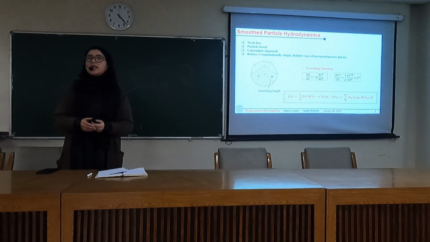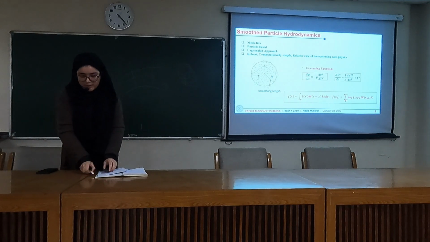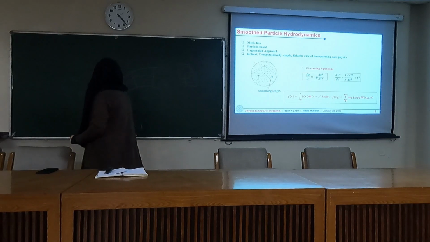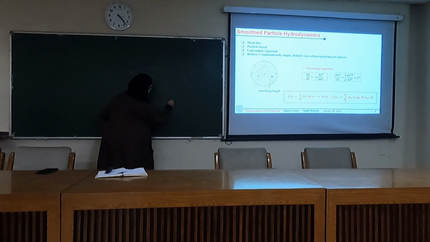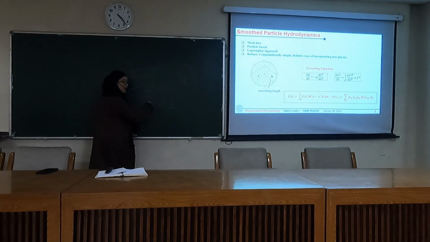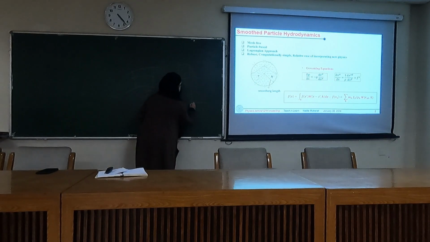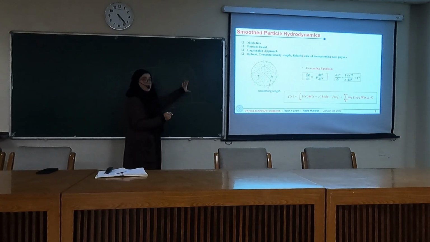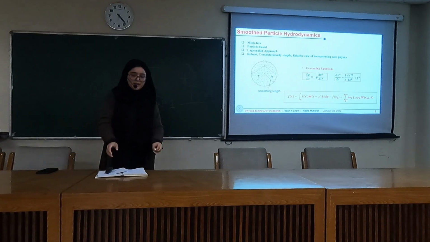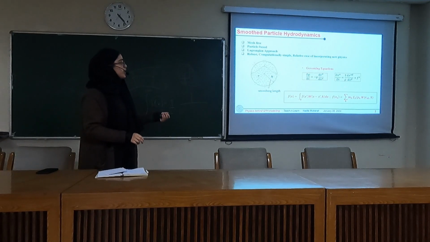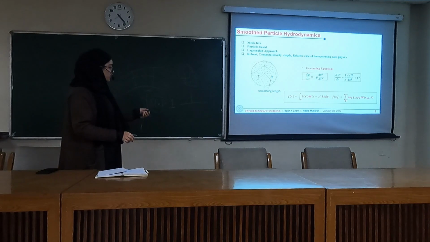Is anyone familiar with the Dirac delta function here? It is a function of this form: the integral from minus infinity to infinity of delta x dx is equal to 1. So the integral equals 1. This function has a very high value at one point, and at all other points its value is 0. This w here is known as the kernel function. It is basically a modification of the Dirac delta function.